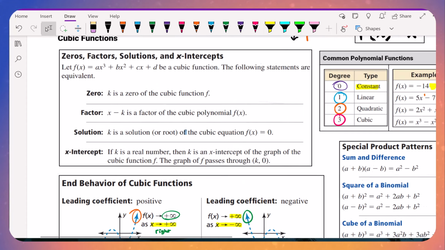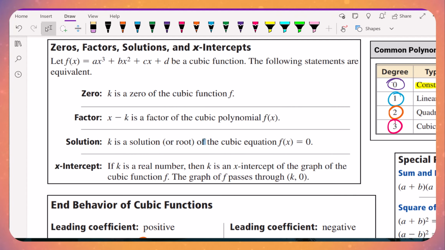Let's talk about the relationships between the zeros, the factors, the solutions, and the x-intercepts. One thing that you do need to understand is that solutions are not factors, but solutions are zeros, and solutions are also called roots. So if they want you to solve or find the x-intercept, that's what you're going to do. You're going to find the solution, the zero, or the root.